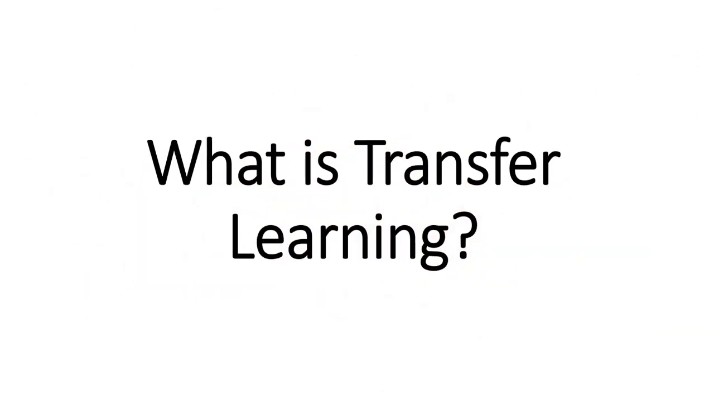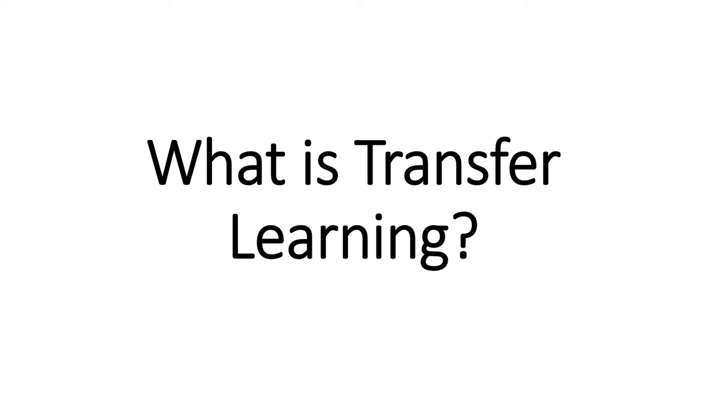When you are dealing with transfer learning, one question comes to mind: what is transfer learning? Transfer learning is a machine learning technique where a model trained on one task is repurposed on a second related task. That means this model is already trained on some kind of classes. In this case, we are going to use VGG16. There are so many pre-trained models available in Keras: VGG16, VGG19, and ResNet50.